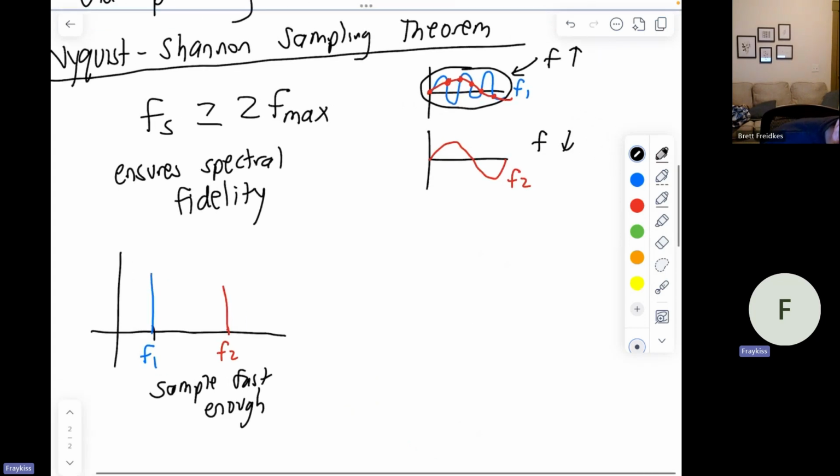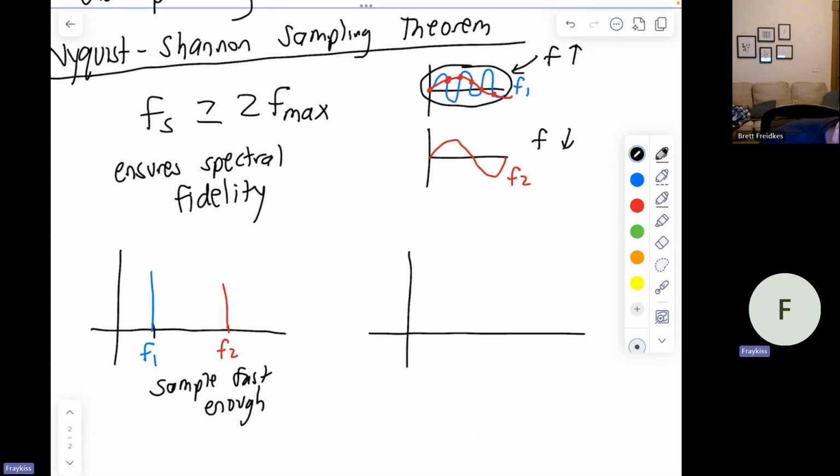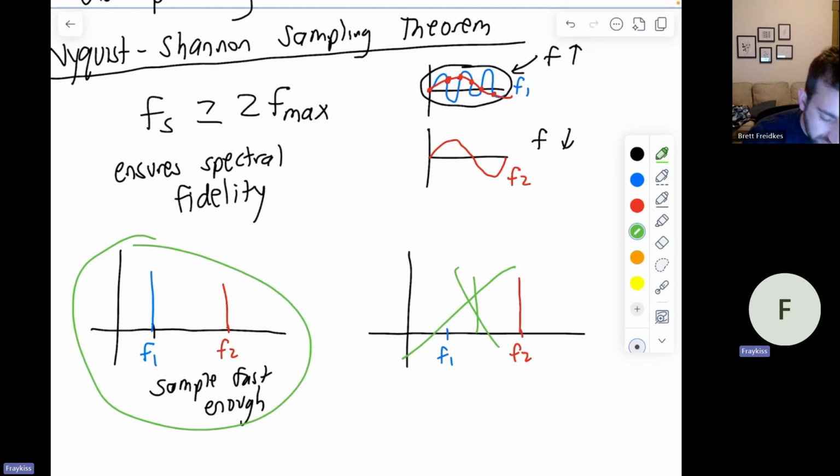But let's say that we don't meet Nyquist. Here's F1. Let's say we're sampling fast enough for this. But then the one that should have been located at F1 doesn't actually exist anymore because we're not sampling fast enough. We may think it's here at some other frequency because of this aliasing problem. And we don't want this. We want to match the physical situation.